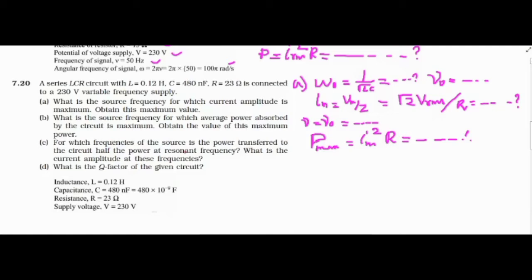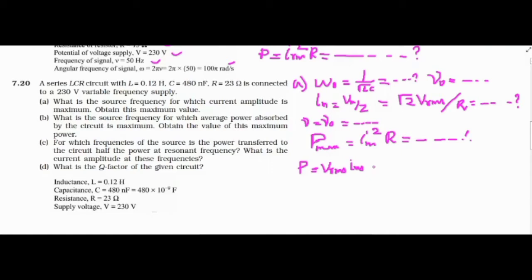Now come to part C. For which frequencies of the source is the power transferred to the circuit half the power at the resonant frequency? Now we can calculate it like this. So that we have P is equal to VRMS IRMS.